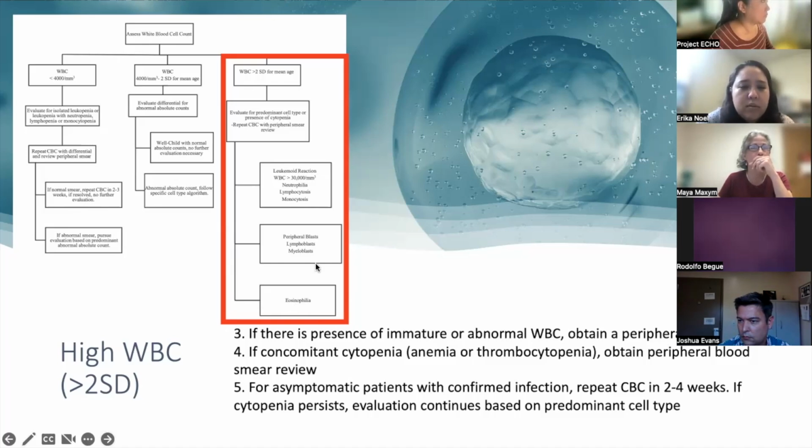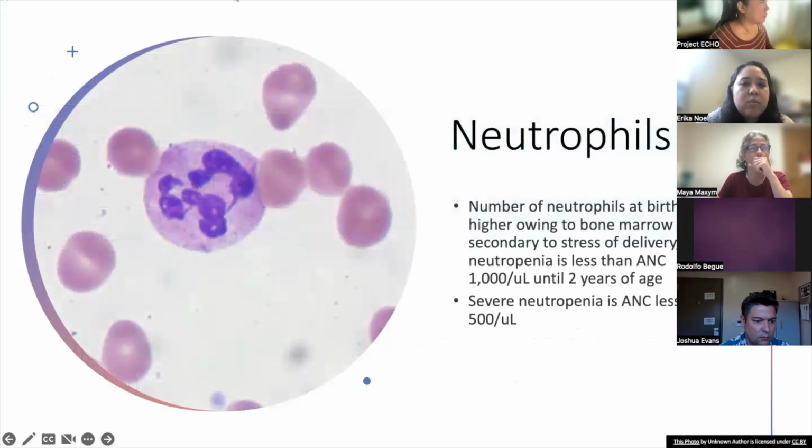So now I wanted to go through the white blood cell differentials to talk about each of the different cell types, because they each have a different diagram as well. So the neutrophils, which are our cells that help fight infections. Some things that are important is that the number of neutrophils at birth is higher owing to a bone marrow surge secondary to the stress of delivery. So neutropenia is an absolute neutrophil count less than 1,000 until 2 years of age, and severe neutropenia is an ANC less than 500.